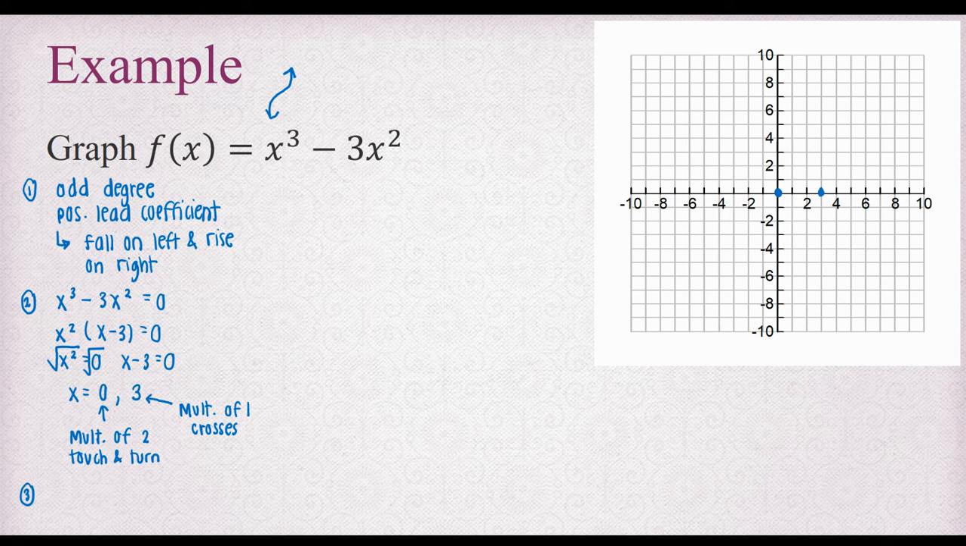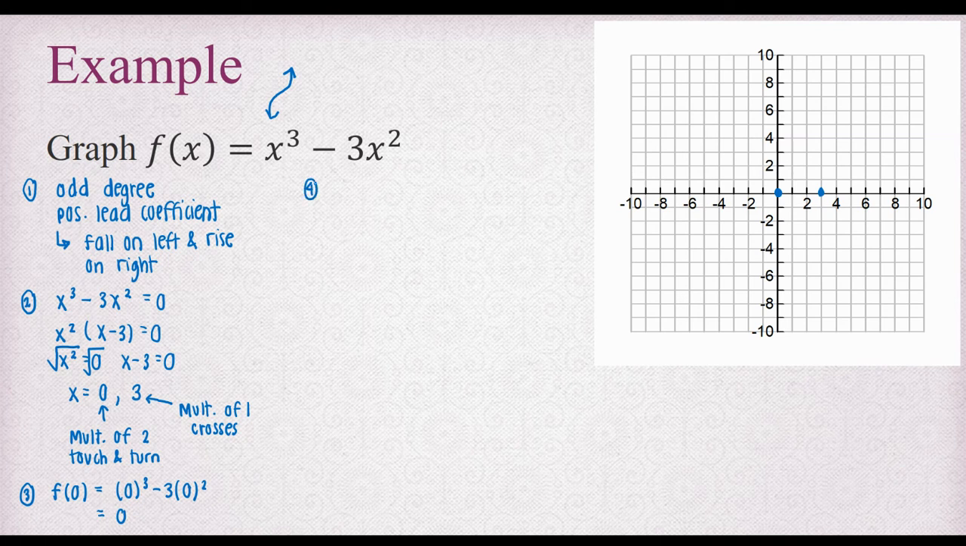The third step is figuring out the y-intercept. So to do that, we're going to substitute 0 in for x. So we'll have 0 cubed minus 3 times 0 squared. Everything's going to turn to 0. Makes sense. 0, 0 is an x-intercept. It's also going to be a y-intercept.